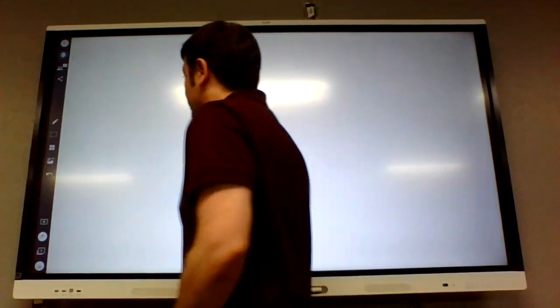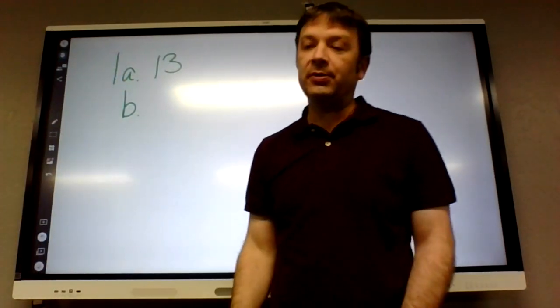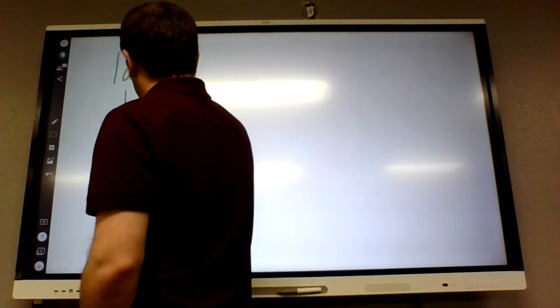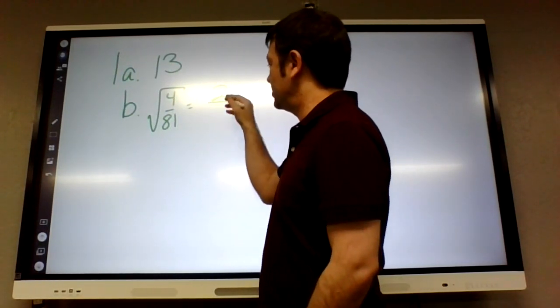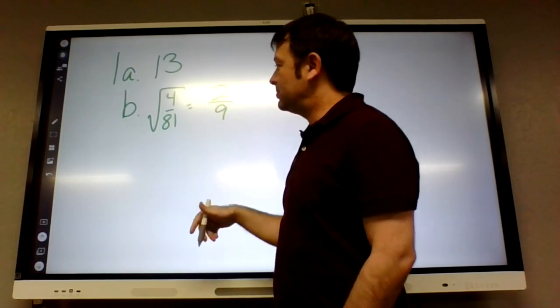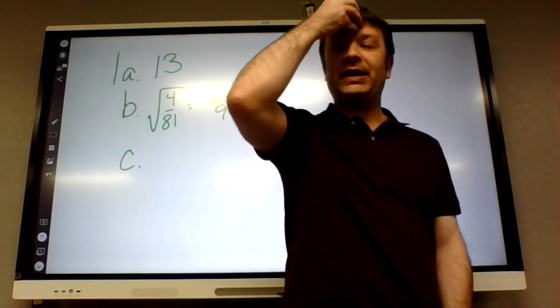So number 1a, the square root of 169 is 13. There's no tricks there. B, square root of 4 over 81. You might think you can do that with a calculator, but what times what equals 4? 2. What times what equals 81? 9. So it's just 2 over 9. Okay, C, square root of negative 49.